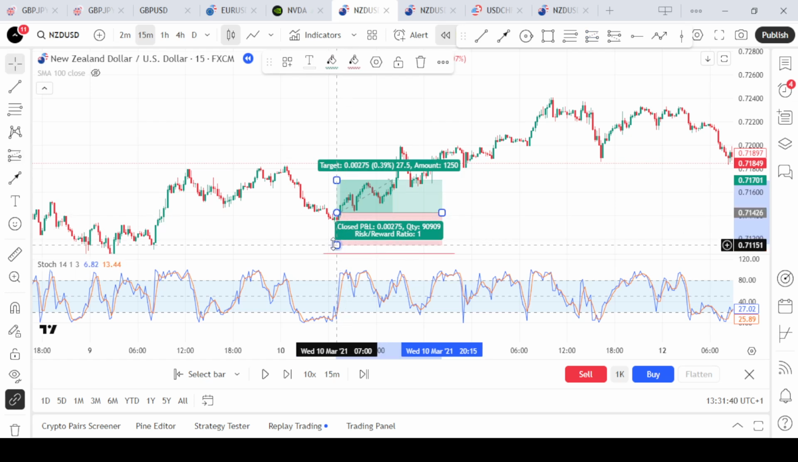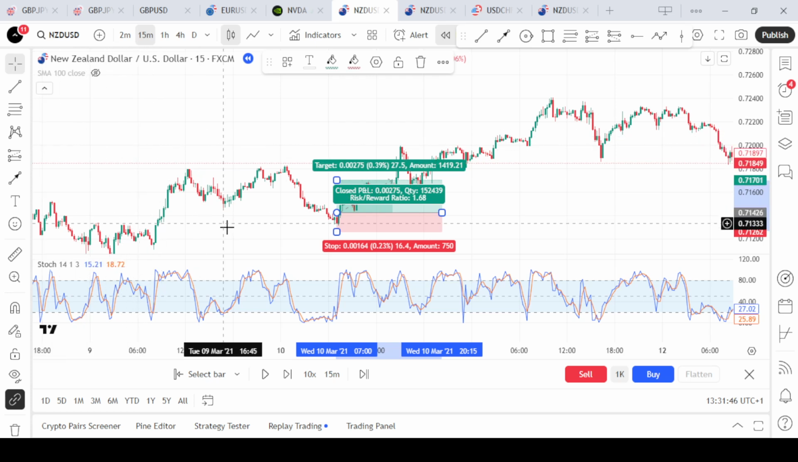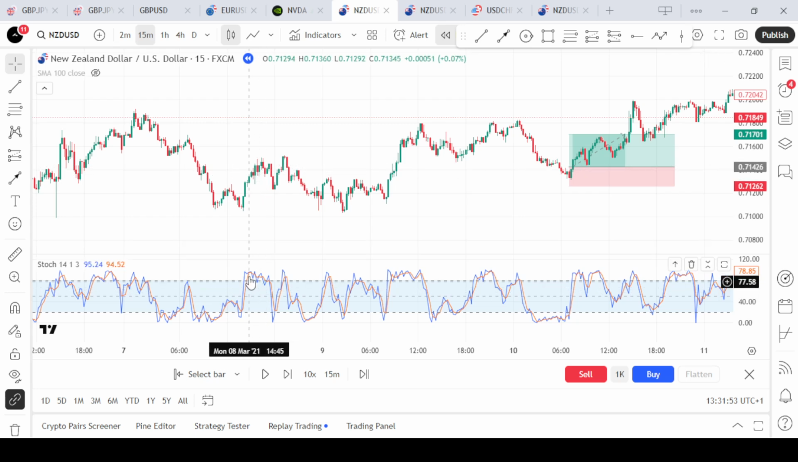And as you can see at this area, it crossed over here, signaling an opportunity for us to join this trade. In a selling scenario, all you need to do is to wait for the stochastic oscillator to rise above 80. If you want to sell, you wait for the stochastic oscillator to rise above 80. At this area, it is above 80, this is 90, and so on and so forth.